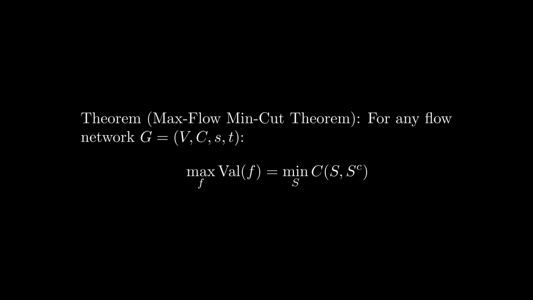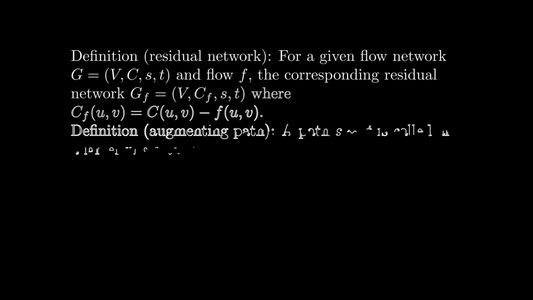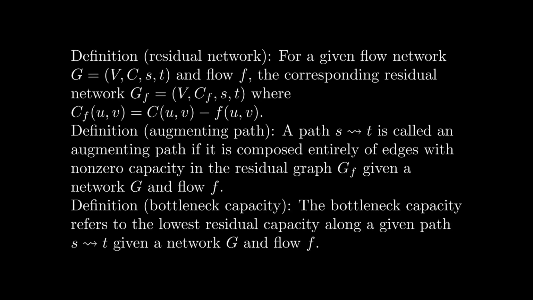Intuitively, you can think of this as basically saying that we can allow as much flow as the most restrictive bottleneck in our network will allow. Before we can prove this theorem, we first need to introduce some more definitions. A residual network G_f for a given network G and flow f is defined as a copy of G where the capacity function c_f is instead given by c(u,v) minus f(u,v). An augmenting path is simply a path from S to T composed of edges with non-zero capacity in the residual graph G_f given a network G and flow f.